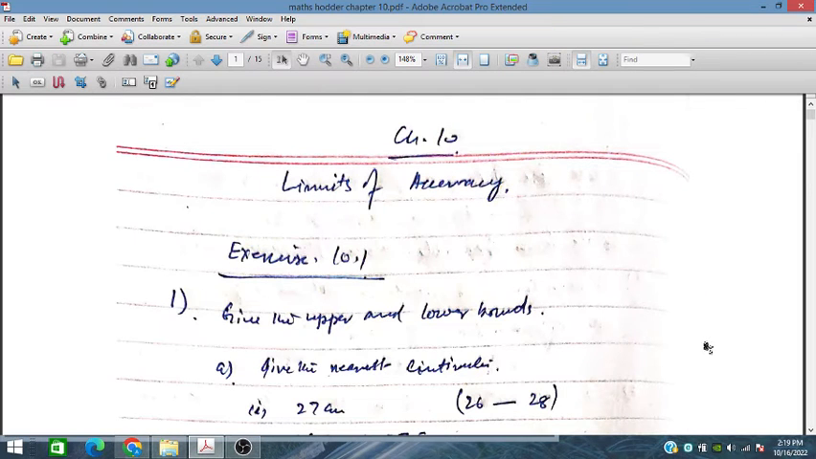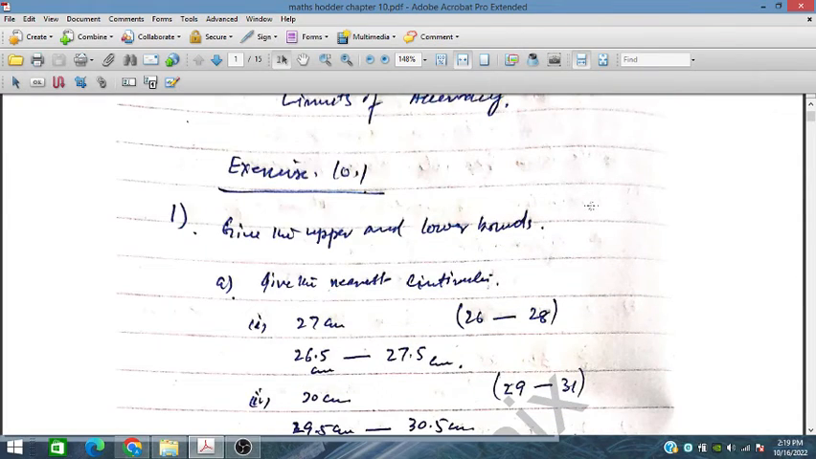Bismillahirrahmanirrahim. Today we are discussing chapter 10, the limits of accuracy, from O-level mathematics. Today we are starting from exercise 10.1.